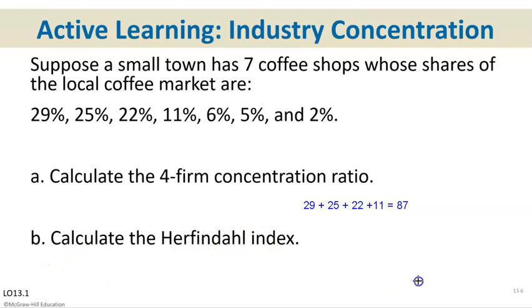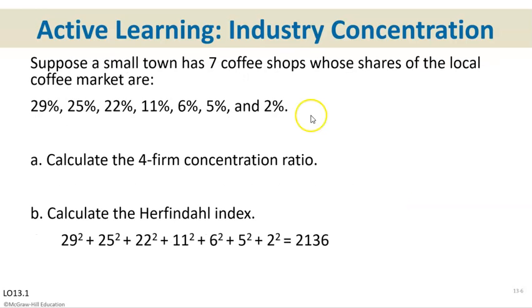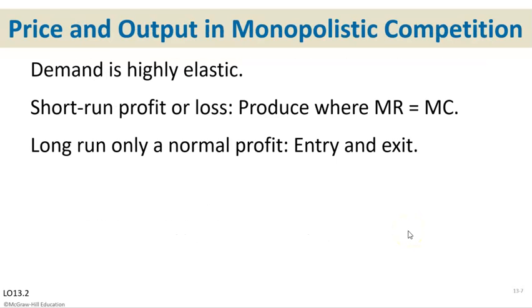Okay, now the Herfindahl index. So with the Herfindahl index, what we're going to do is we're going to square each of these numbers, and then we add them up together. The biggest mistake I see on this is that people only take the first 4, but remember that's for the 4-firm concentration ratio. For the Herfindahl index, you need all of them. So take each of the numbers, square them, and then add up all your answers, and you'll get 2136. And you can tell from the answers that we got, the 87 and the 2136, that this industry is an oligopoly.